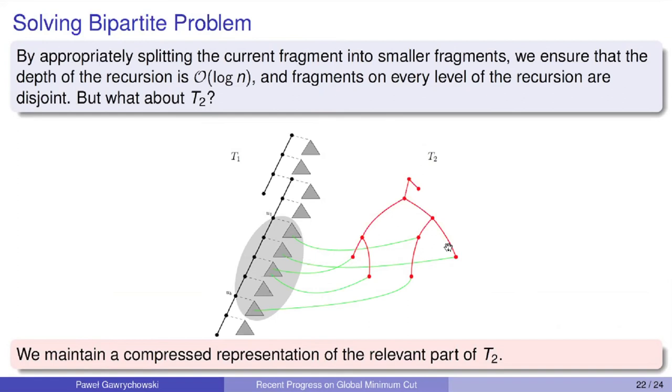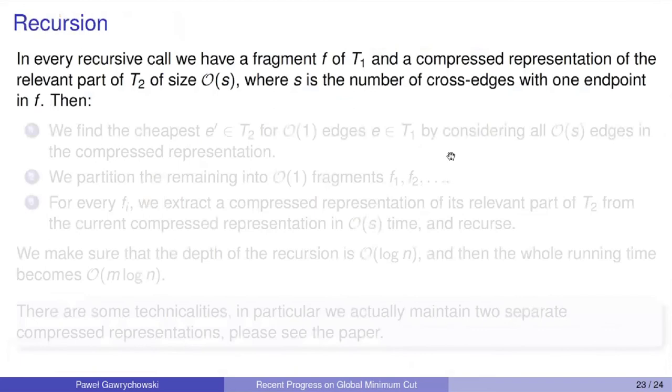And its size is always bounded by O of the size of the fragment, where the size is the number of cross edges. So now by controlling the size of the fragment, you can also control the size of the subtree of T2 that you have to worry about. Okay, and this has to be maintained. So in every step of the recursion, you have the current fragment of T1 and a compressed representation of the relevant part of T2 of size O of S, where S is the number of cross edges in the fragment.